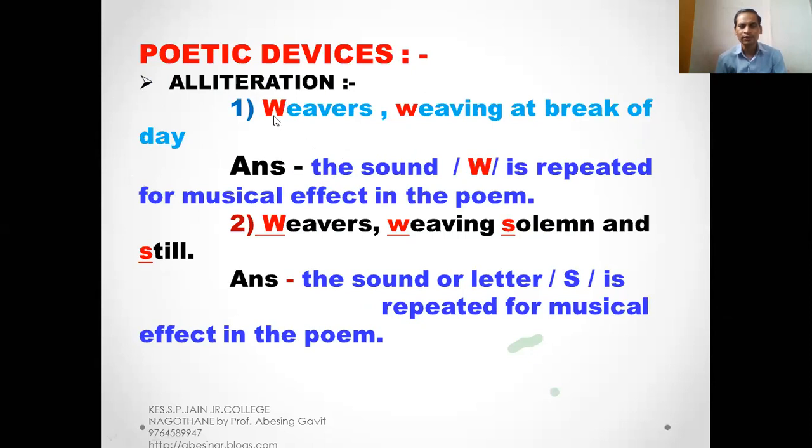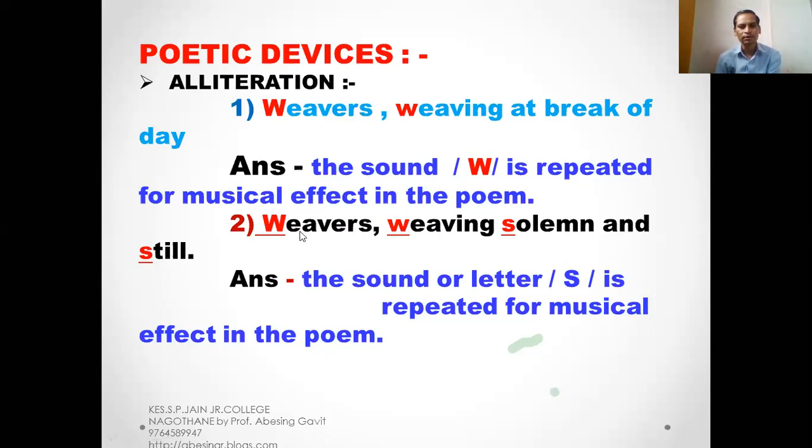English bhasha madhe yala letter manu shakto apan, or in the language of phonetic language or spoken language madhe tyala apan sound sudha bolat asto. So the initial letter is used twice here in the sentence. That's why it is alliteration. Answer I given here, the sound W is repeated for a musical effect in the poem. Poem madhe changla ek mahatva yayla pahije, musical effect yayla pahije, tyasathi tyanni itha repetition aple jo letter repeat vaparlela ahe, and that's why it is alliteration poetic device.